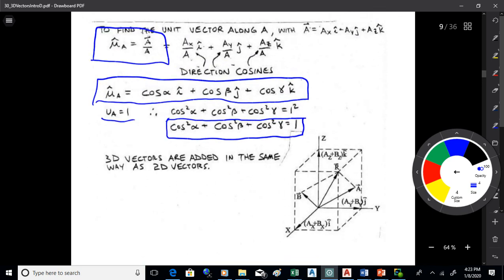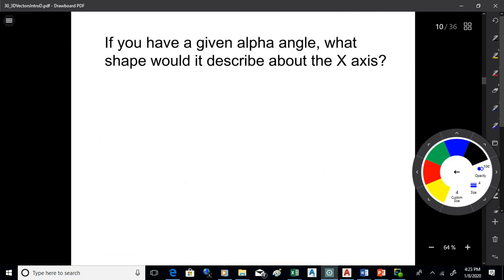Now let's say you know the alpha angle, or the angle alpha, I'm sorry. If you're given the alpha angle, what shape would it describe about the x-axis? So here's my 3-space axis system. If I know alpha is 30, what do I know about the total vector? What does it look like when described around the x-axis? What shape would that describe?